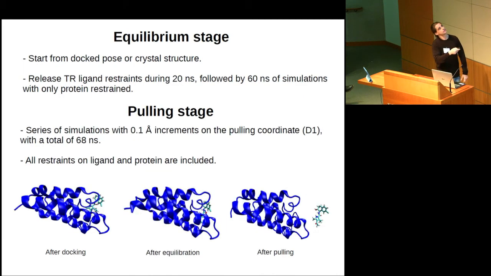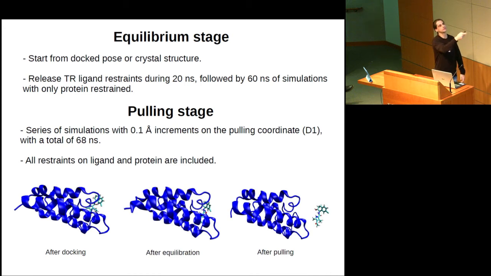In the equilibrium stage, you start from the docked pose, you slowly release the restraints like I mentioned before: 20 nanoseconds releasing the restraints, followed by 60 nanoseconds for the ligand to relax in the binding site. In the pulling stage, I just do a series of simulations with 0.1 angstrom increments. You can also now use the NFE model from Amber, but there's some loss in performance, so I kept this one. But if I want to calculate Jarzynski's equality, I can use the other one. But for now, I'm using this one.